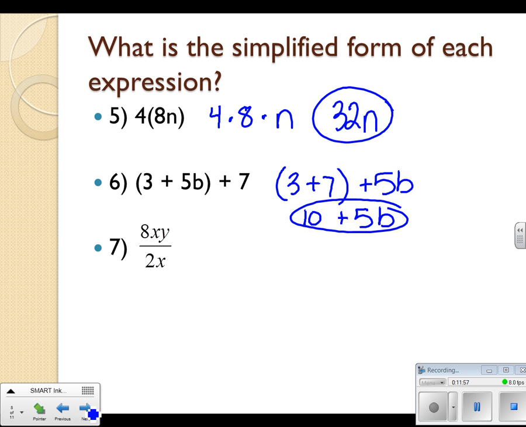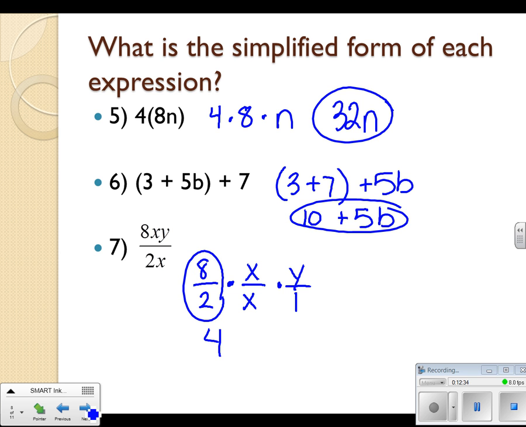In number 7 here, we have 8 times x times y all over 2 times x. Now I'm going to regroup this problem. So we have 8 divided by 2, and we're multiplying it by x over x, and we're multiplying that by y, which would be over 1. We're going to work more with rational expressions later in the year, more difficult ones. But you can see the reason why I did this is because I know 8 divided by 2 here is 4. So I just simplified that.